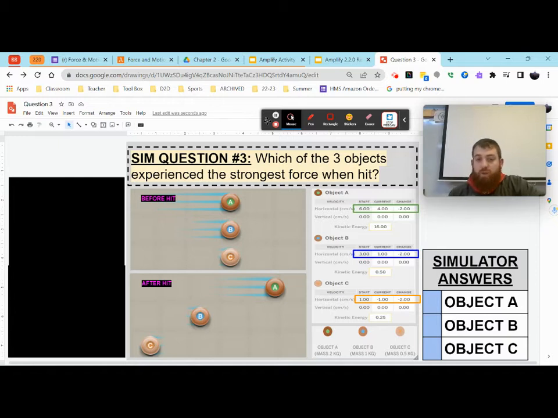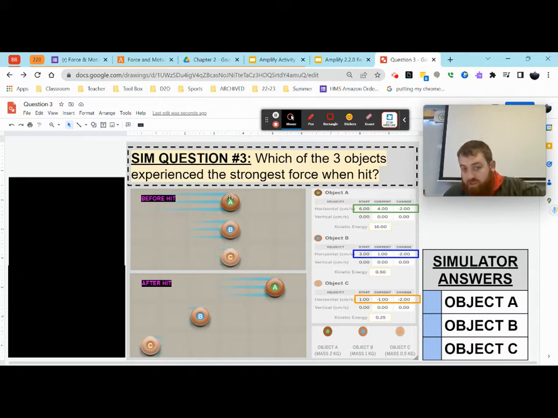Today we're going to be looking at our final sim question where we have to analyze how objects changed before and after they were hit. If we're looking at our question here, we need to decide which of our three objects, A, B, and C, experienced the strongest force when hit. Our options are object A, B, or C experienced the strongest force based on how their velocity changed.